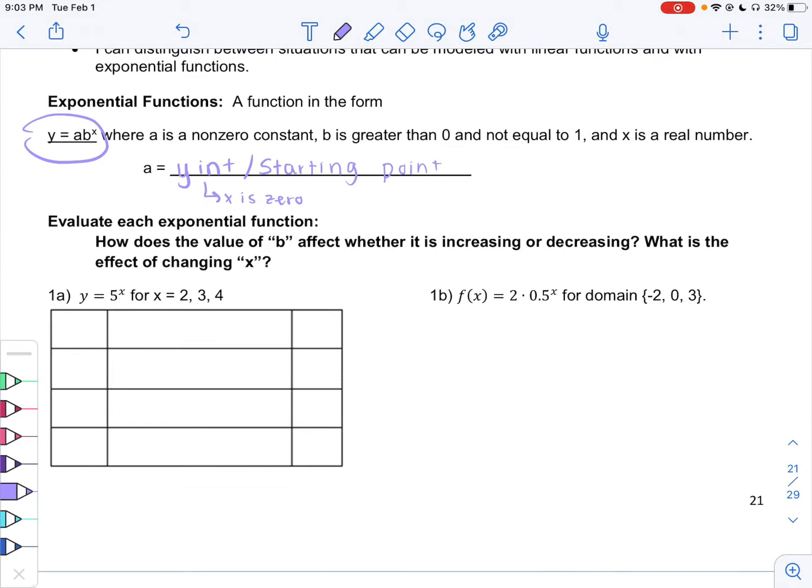Okay, so evaluate each exponential function. The question we're trying to answer is, how does the value of b, what's being raised to the power, affect whether it's increasing or decreasing? And then what is the effect of changing x?